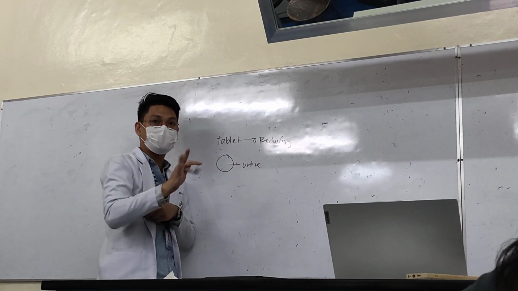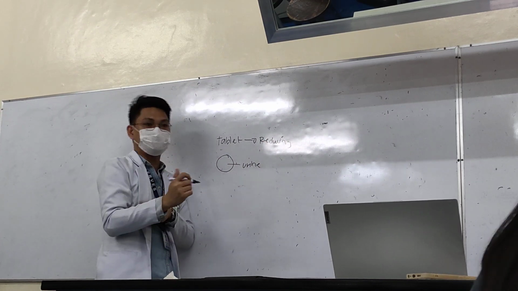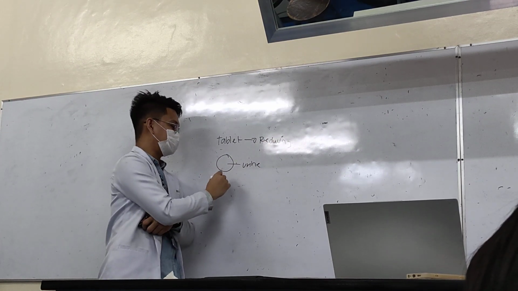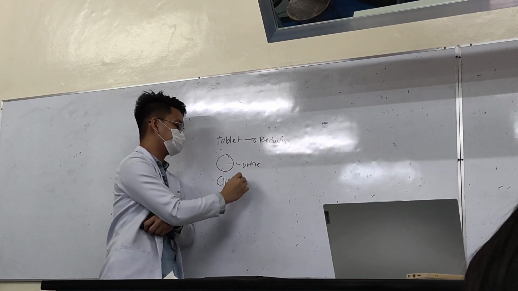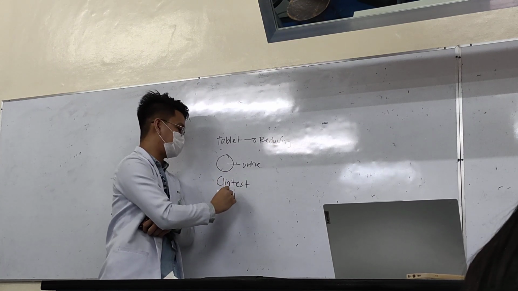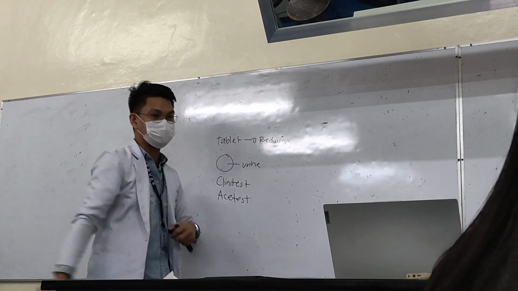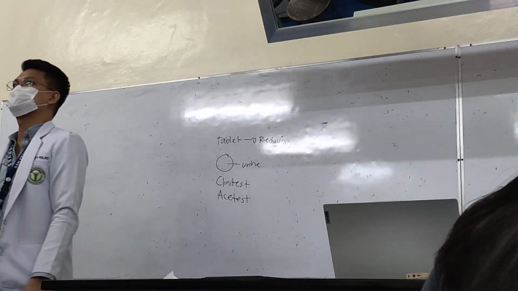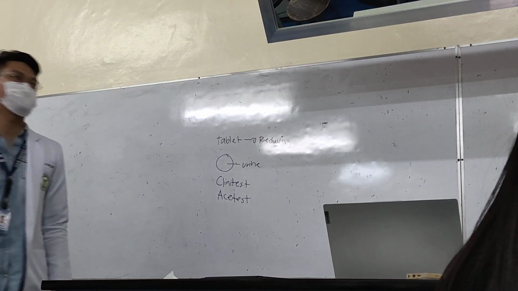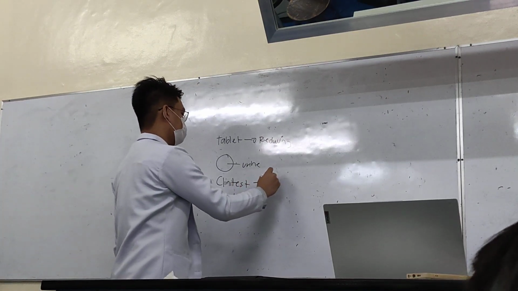Okay, and take note that we only have 3 tablet tests for urinalysis. We have our Clinitest tablet test. We have your Acetest tablet test. Clinitest, Acetest, and... Clinitest is for glucose.